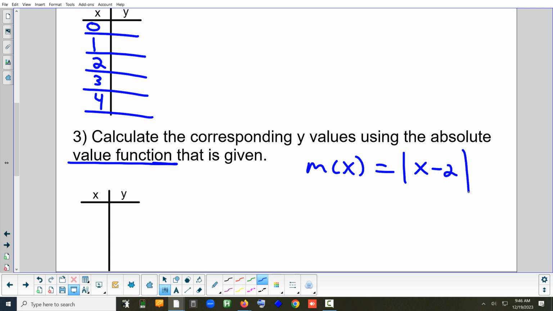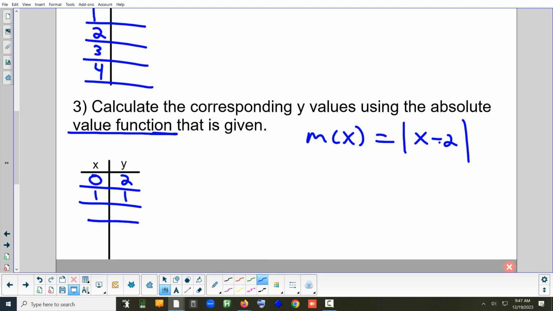Okay, so let's start with the first number in our table. What did we say the first number we're going to fill in for x is? 0. Okay, let's fill it in. What's 0 minus 2? Negative 2. And what's the absolute value of negative 2? 2. Perfect. What's the next number we fill in? 1. What's 1 minus 2? Negative 1. And what's the absolute value of negative 1? 1. Okay, next number? 2. What's 2 minus 2? 0. And what's the absolute value of 0? 0.